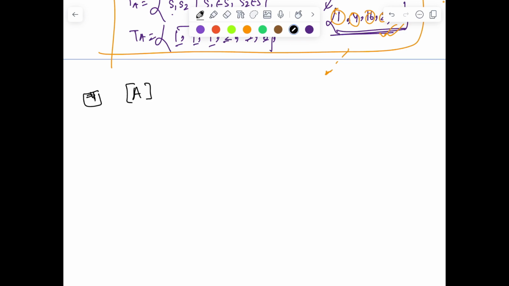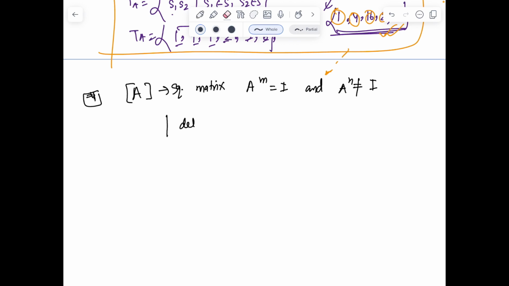Let A be a square matrix. So A is a square matrix over here. And suppose there is a positive integer m and n such that A to the power m is I and A to the power n is not I. Okay, it means A is not an identity matrix. Then find the determinant of I plus A squared till A to the power m minus 1.